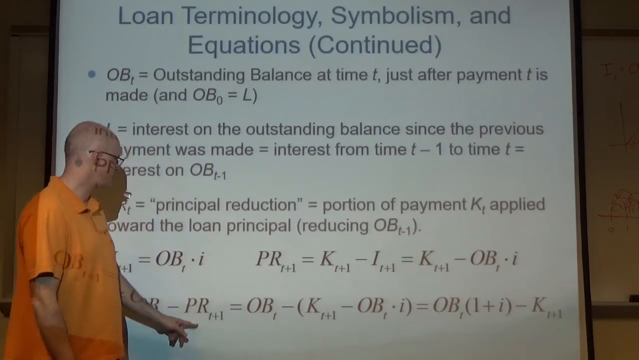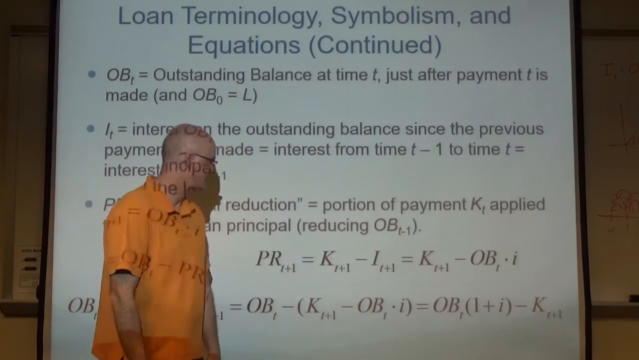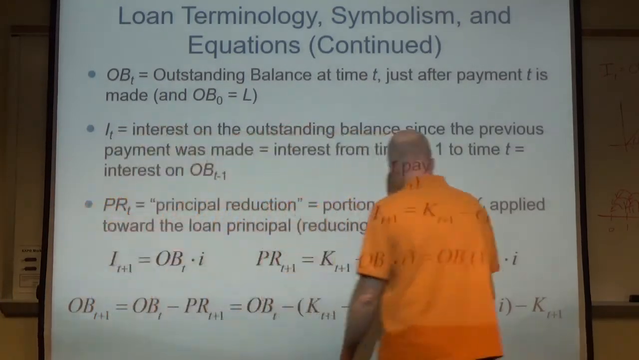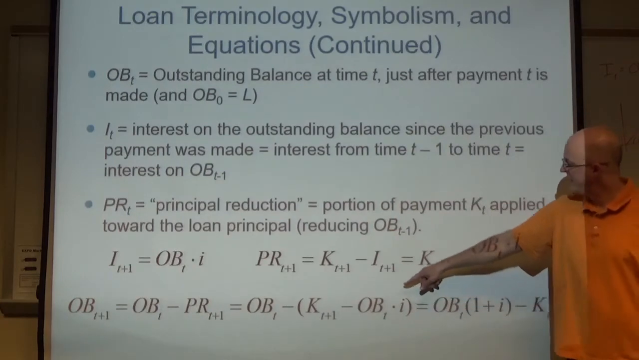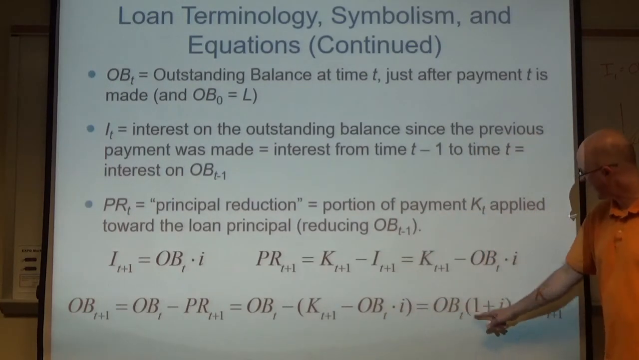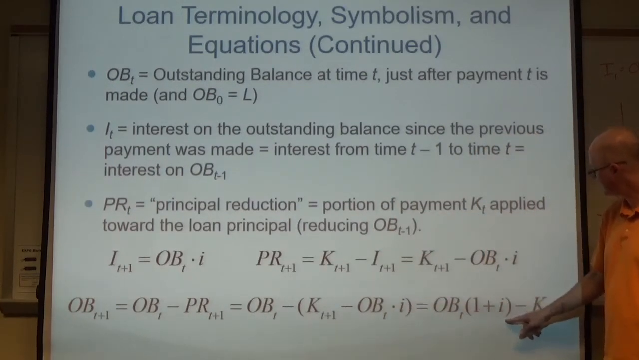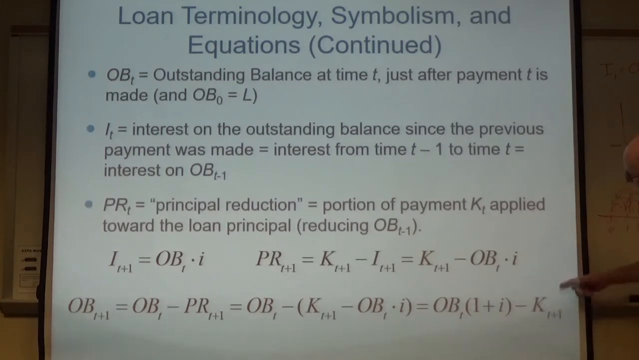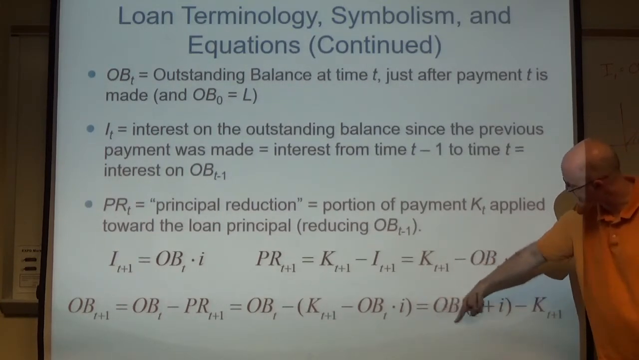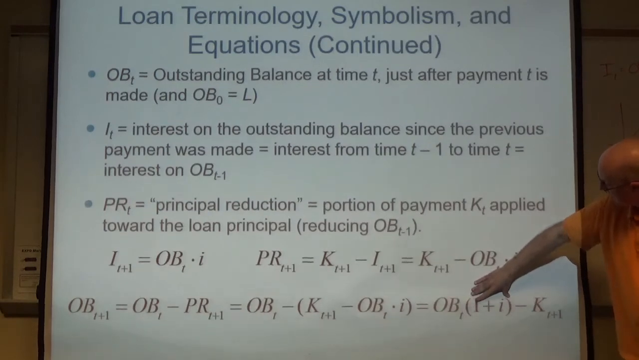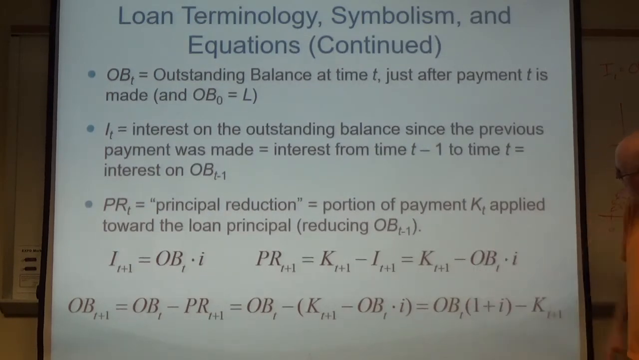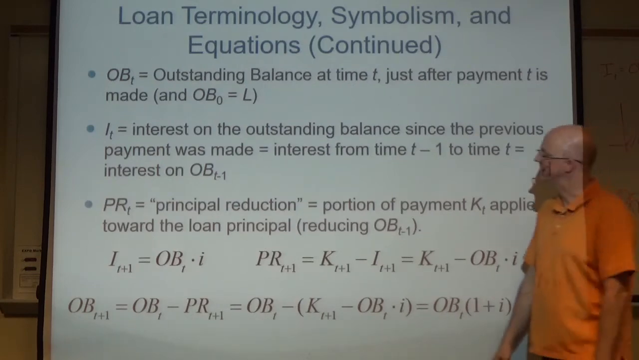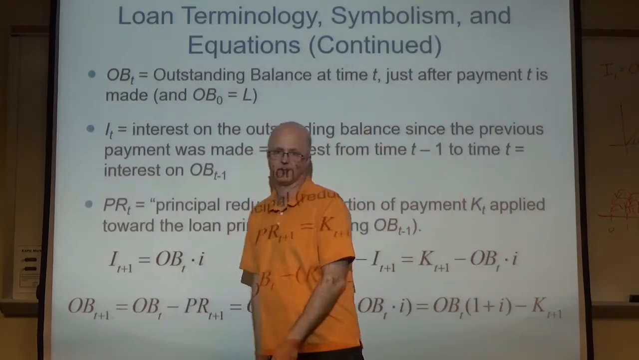You can replace the PR with this difference, like that, and you can rearrange, put the OBt terms together and factor out the OB to get a 1 plus i. And this equation should make sense too. You take the preceding balance, put that forward in time by 1 period by multiplying it by the accumulation factor 1 plus i, and then subtract out the next payment to get the new balance at time t plus 1.